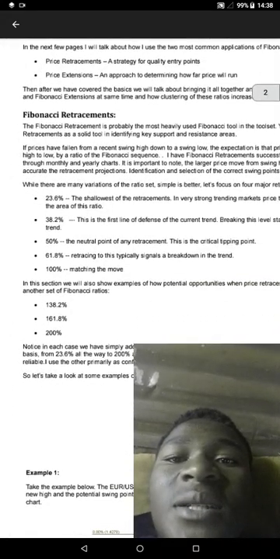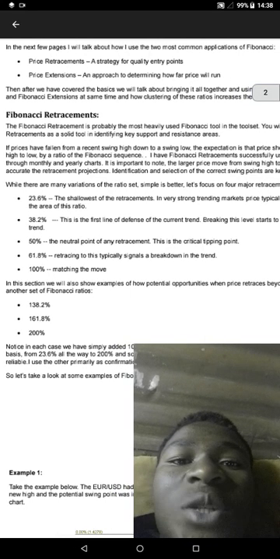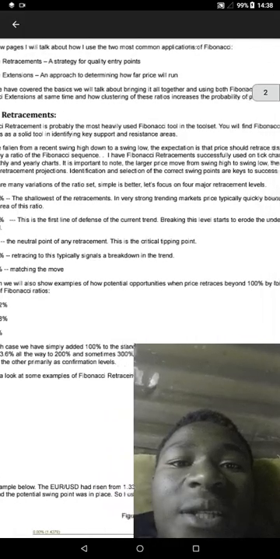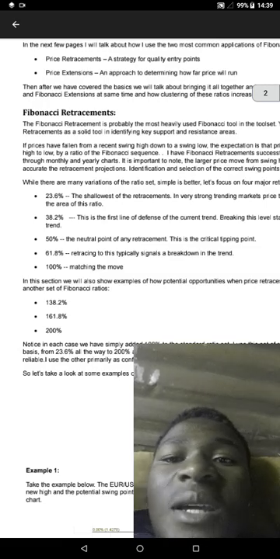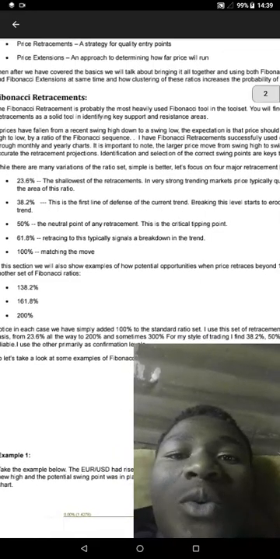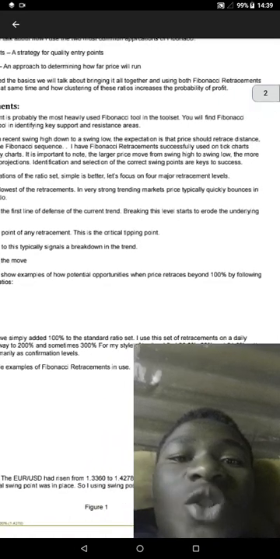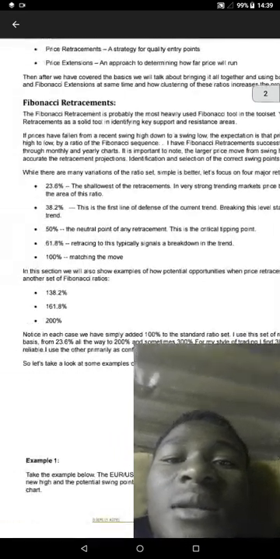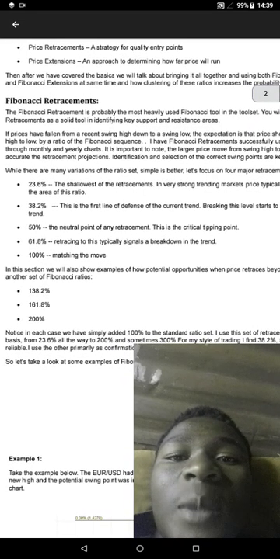Fibonacci retracement. The Fibonacci retracement is probably the most heavily used tool in the Fibonacci toolset. You will find Fibonacci retracement a solid tool in identifying key support and resistance areas. If prices have fallen from a recent swing high down to a swing low, the expectation is that price should retrace the distance from high to low by a ratio of the Fibonacci sequence.